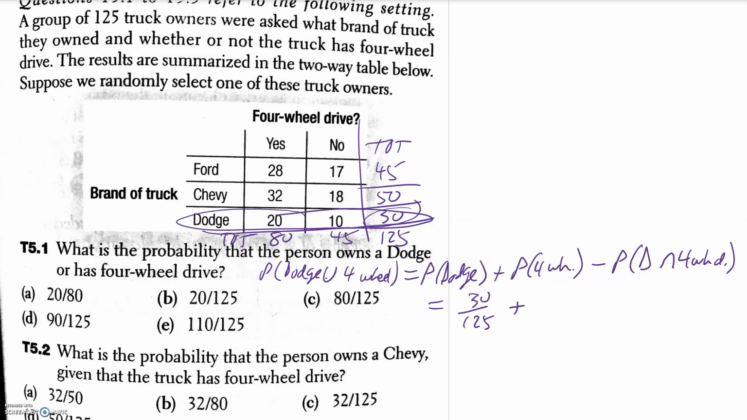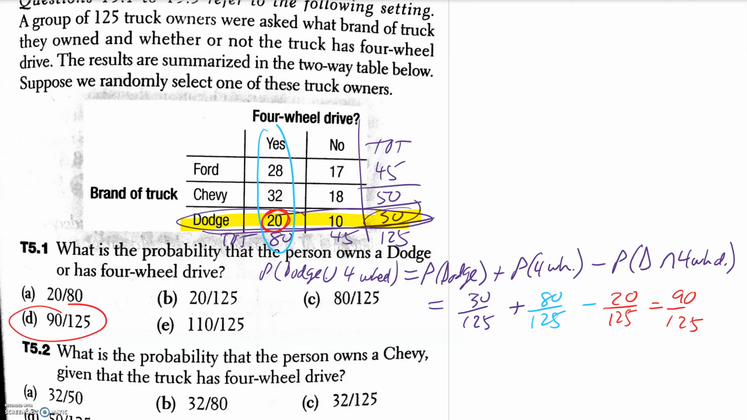In fact, let me use a different color for that. How about some highlighter there? So we got some yellow. And then we'll go blue the other direction. So probability of four-wheel, that would be these guys. So that would be 80 out of the 125. But there's some overlap in there. So we're going to have to subtract out this guy right here. That's Dodge and four-wheel drive. So minus the 20 over 125. And we end up with 90 over 125. So the answer to that would be D.